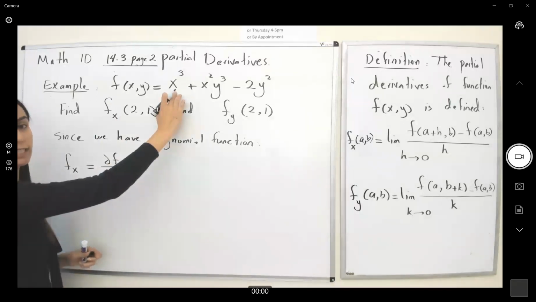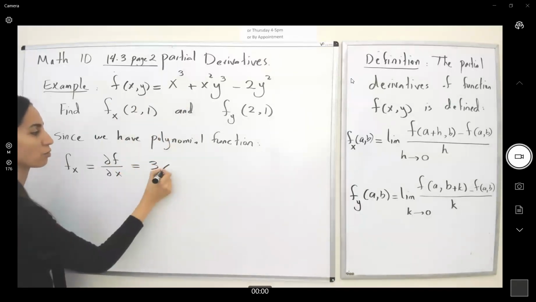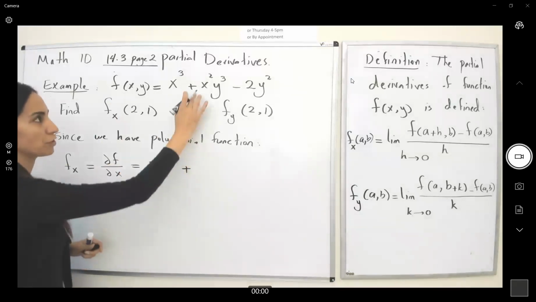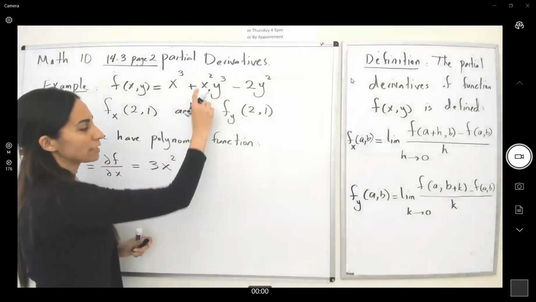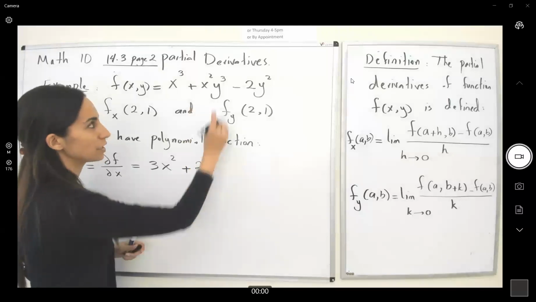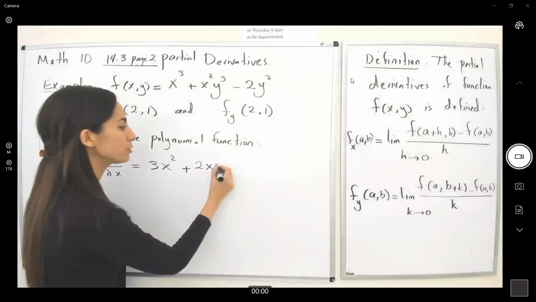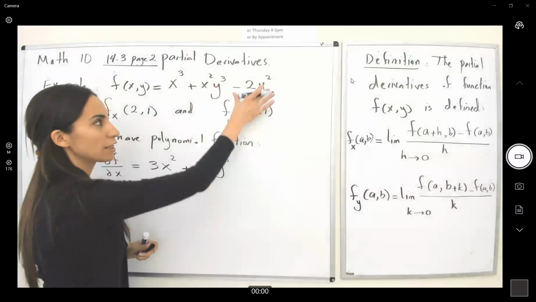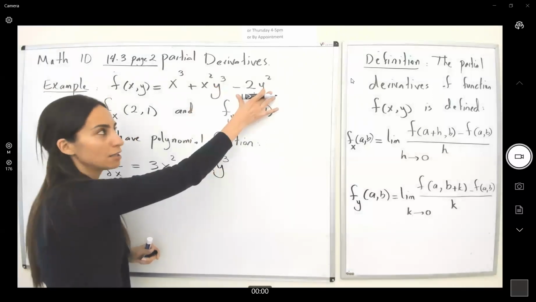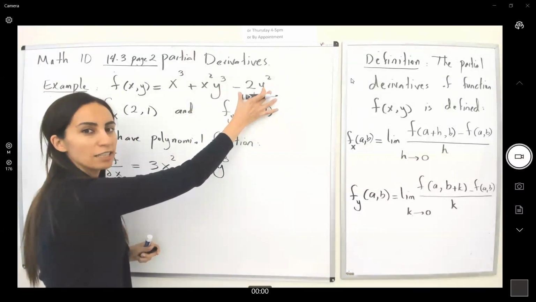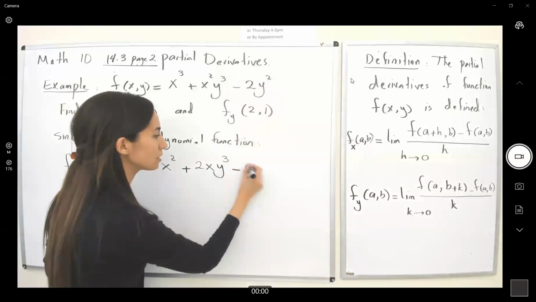The derivative of x cubed is 3x squared. We have addition. The derivative of x squared is 2x. It also has y cubed, so we copy down y cubed. This guy is a constant. The derivative of a constant is 0, minus 0.